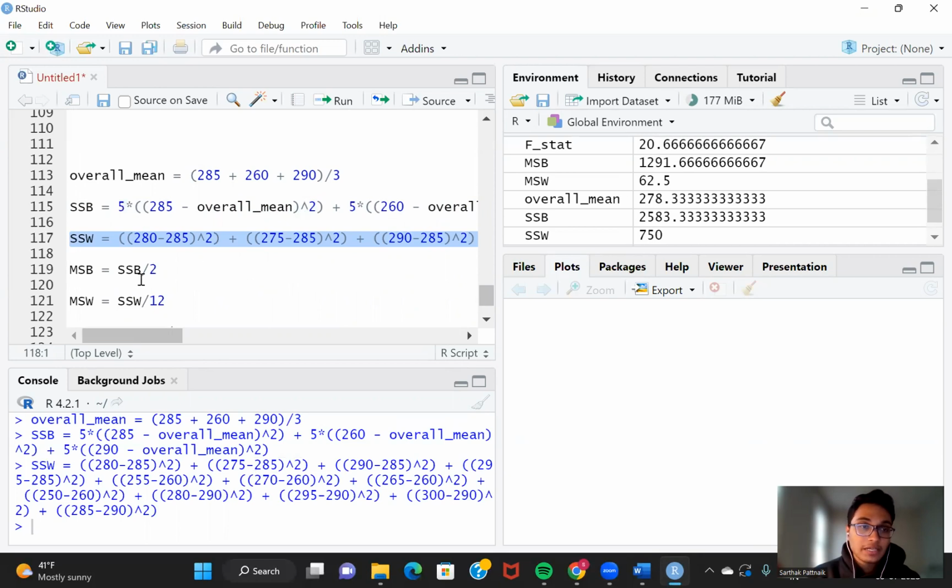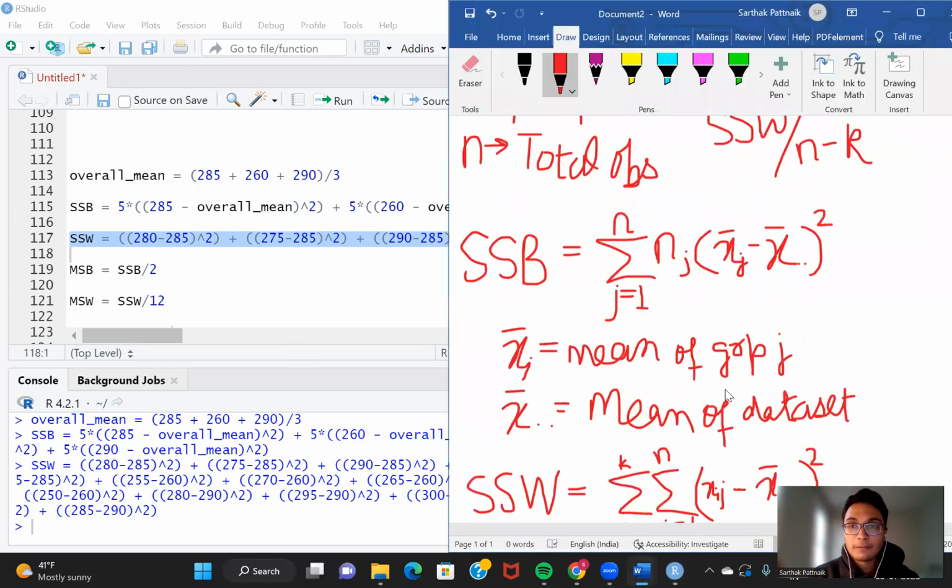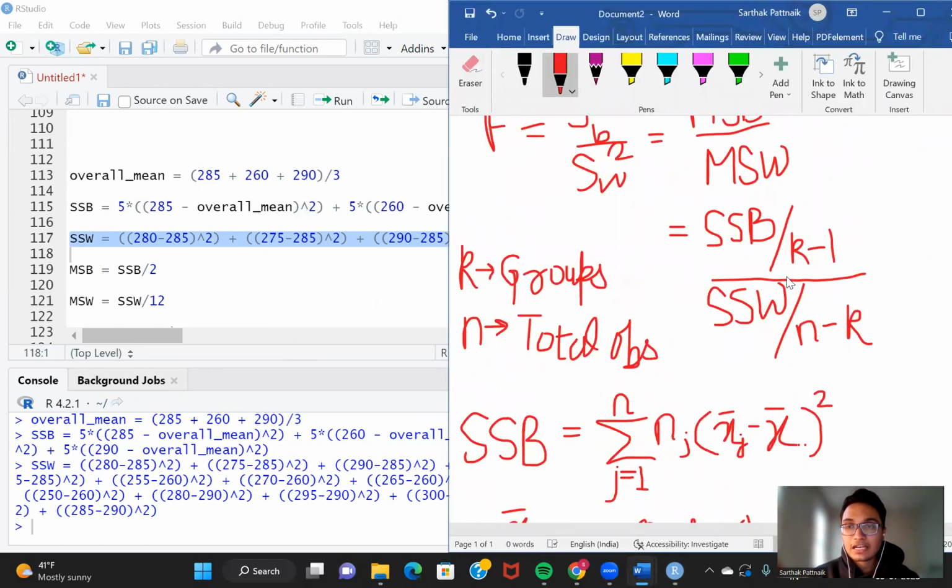Okay, now to calculate my mean square between and mean square within, we need to take the sum of square between divided by the degrees of freedom for sum of square between. We saw in the previous session that it is k minus 1, where k is the number of groups. We have 3 groups, so 3 minus 1 becomes 2. So it is SSB divided by 2.